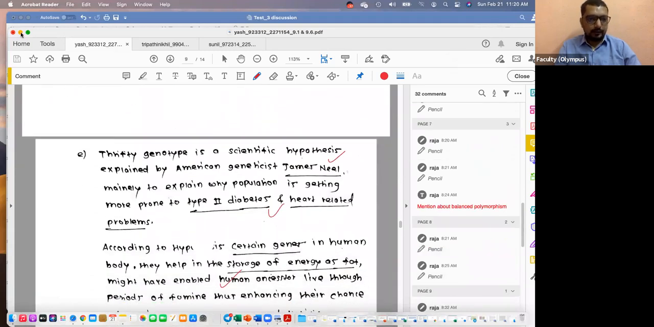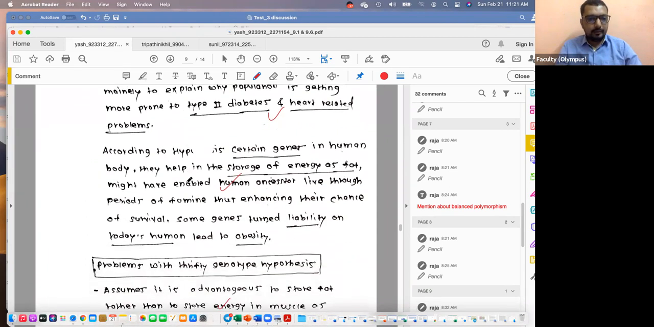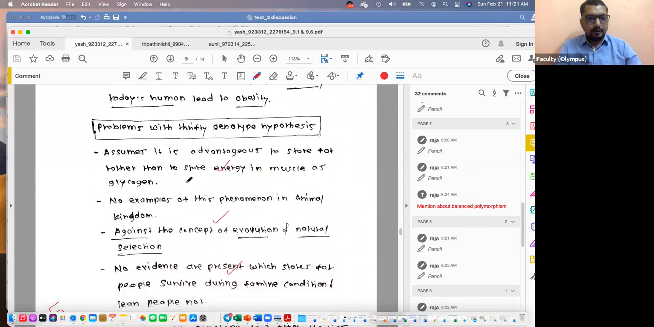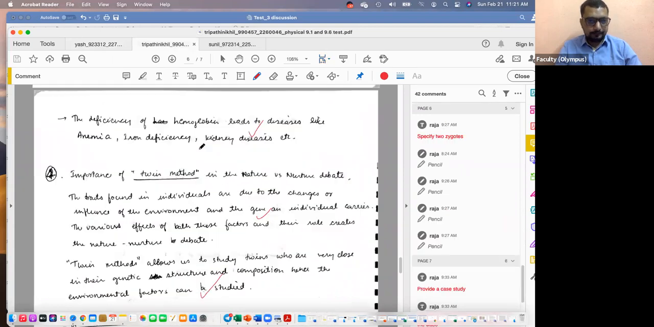Okay, right. What is 50 genotype? I think straightforward. Give the factual data for this. I think one of you have not given the factual data. James Neel in 1960s approximately have mentioned this. And otherwise, your concept is clear. Okay, you explained it well. No problems with it. 50 genotype, key points in 50 genotype. All of you have written it well.